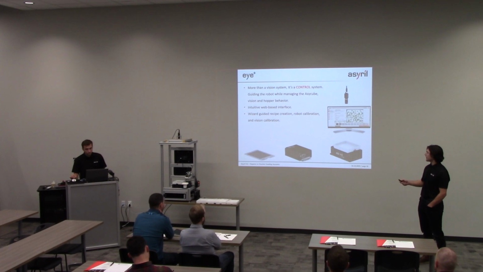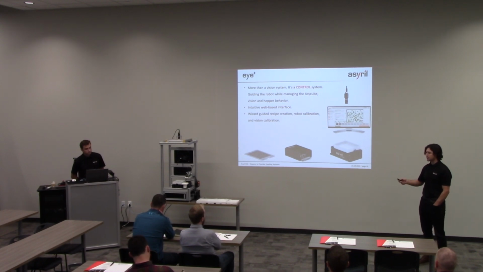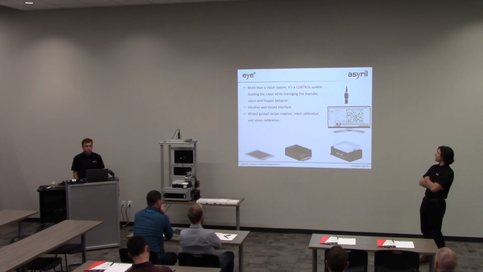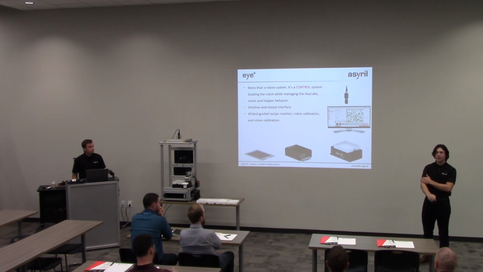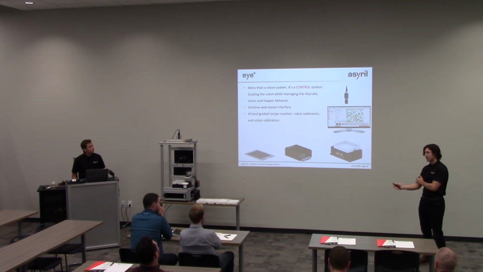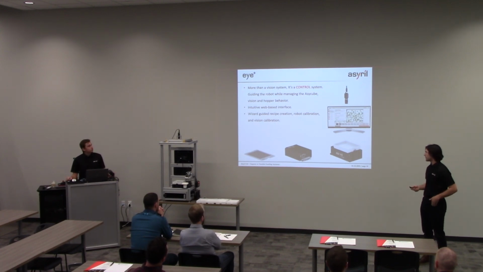Moving on to the I+ Smart Control. So as I said before, I+ is more than a vision system. It's a smart control system developed specifically for the AsyCube. It will guide the robot while managing the AsyCube's vision and hopper behavior. So it makes sure that the platform is always optimally filled. It tells the hopper how long it needs to vibrate to fill to a certain limit. And it also sends the coordinates to your robot. So it kind of operates as the single hub for communication with your entire flexible feeding system.